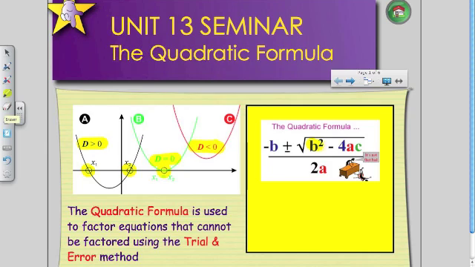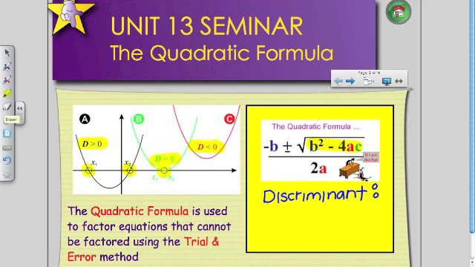Inside the quadratic formula, you will see b squared minus 4ac. That's sitting underneath the radical sign. We call this the discriminant. It's spelled discriminant. Now there is a typo in your unit guide, so I need you to listen very carefully.